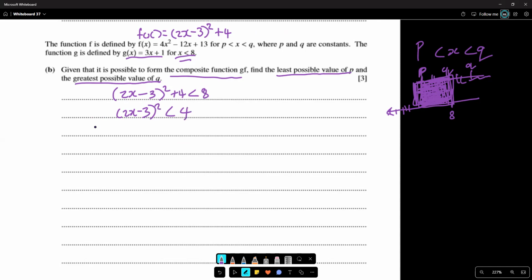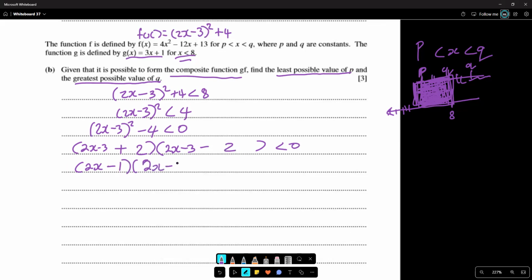All right. And then here you have 2x minus 3, then minus 4 is less than 0. Here you have a difference of 2 squares, which is 2x minus 3 in the first bracket, and then 2x minus 3 in the second bracket. Remember, it's always plus minus 2 and 2, which is less than 0. So you have 2x, this one gives you -1. And then this side you have 2x minus 5.